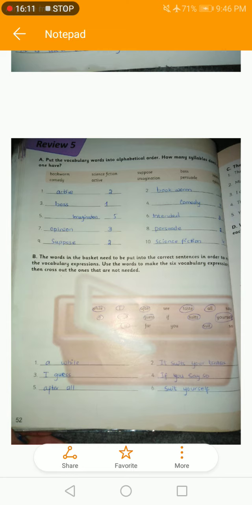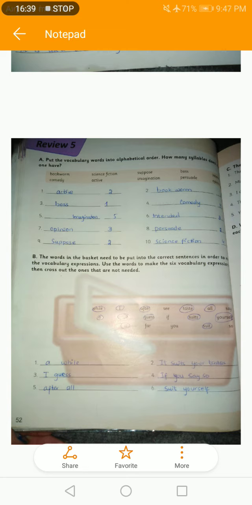Then we have exercise B. In exercise B, we have to put the words in the correct order and make a vocabulary expression. The words in the basket need to be put into the correct order in order to make the vocabulary expressions. Use the words to make the six vocabulary expressions, then cross out the ones that are not needed.